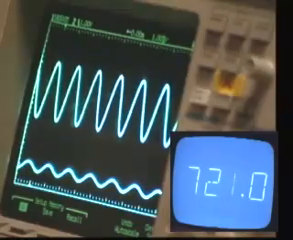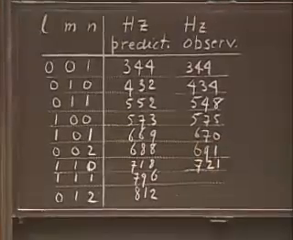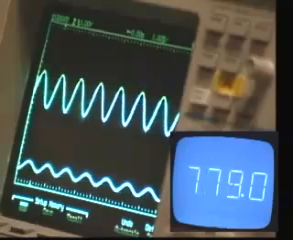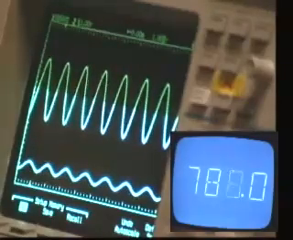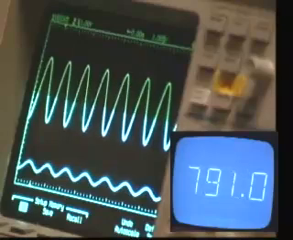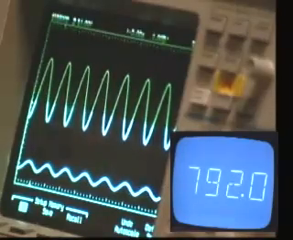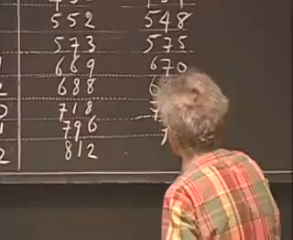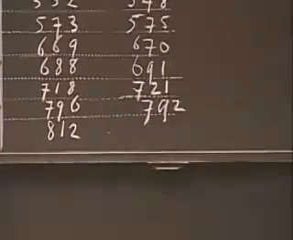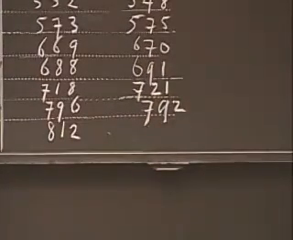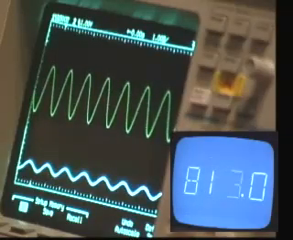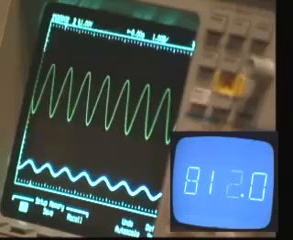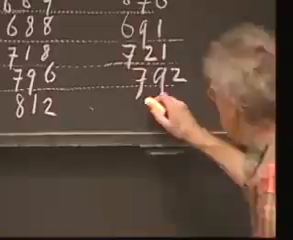721. Next one. 792. Only about 0.5% off. And now go only for the next one. 812.